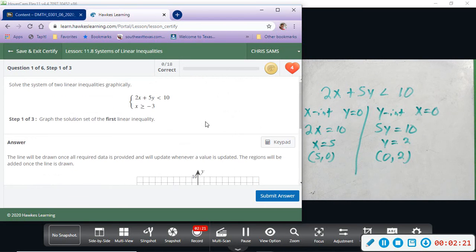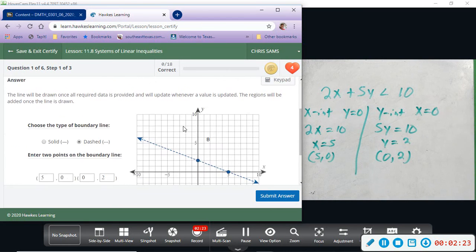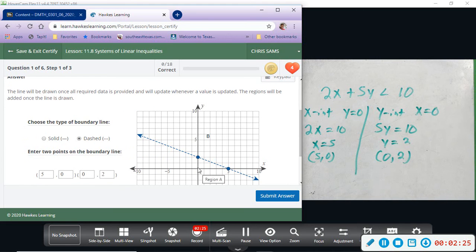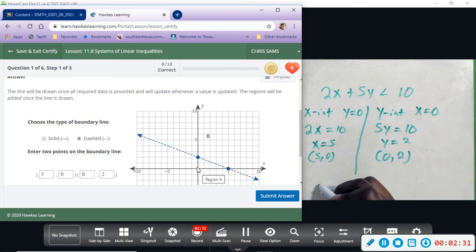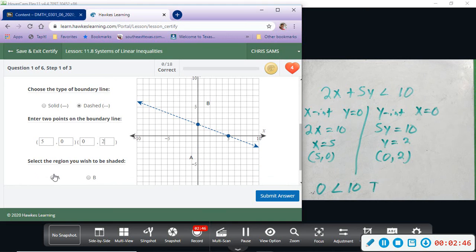And then we will do a test point. Notice (0, 0) is on one side or the other. So if I plug 0 and 0 in, that will give me 0 is less than 10, and this is a true statement. So we always shade toward the true side, and that means I'm going to be shading below, in this region A.